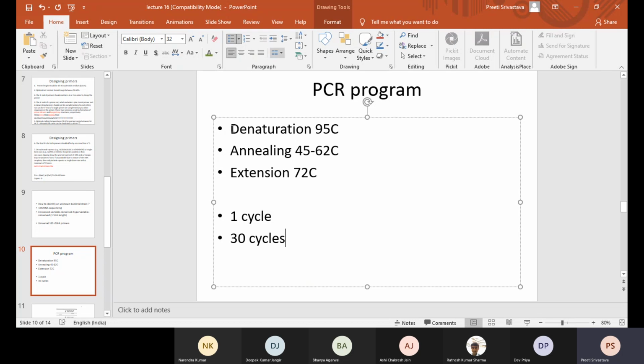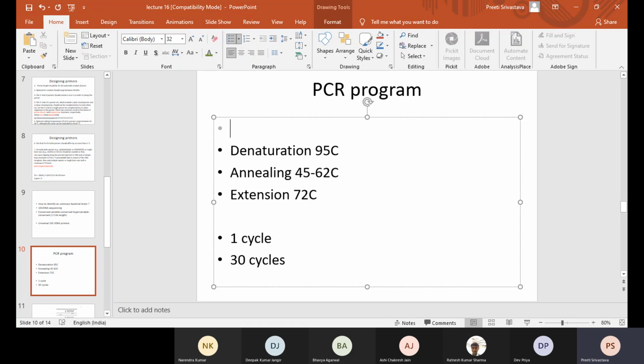Usually when we write a program, we give a hot start. There is a denaturation step of 95 degrees Celsius, and this is given for 2 minutes. And then you have 95 degrees for 1 minute or sometimes 30 seconds. Annealing temperature again 1 minute to 30 seconds.